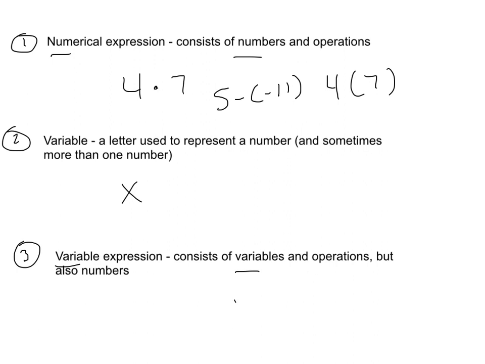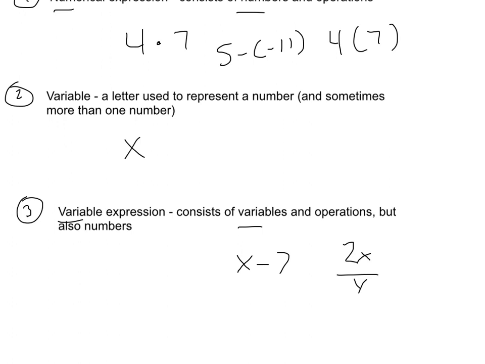Such as x minus 7. That would be a variable expression. We have an operation, subtraction, we have a variable, there's a number. You could have 2x over y. That would be a variable expression as well because the fraction bar indicates division. We have some variables and there's a number there. You could also have m over t. That is also a variable expression.